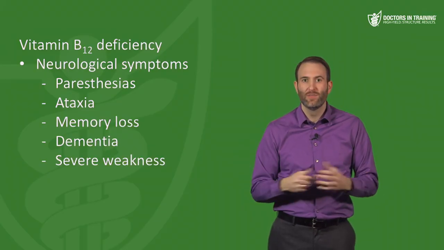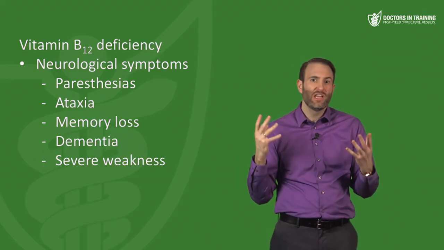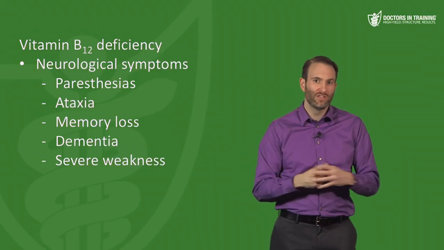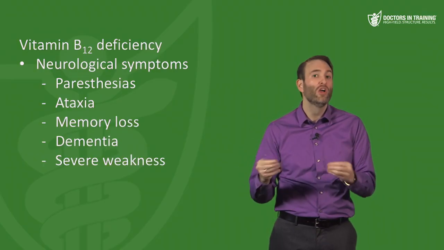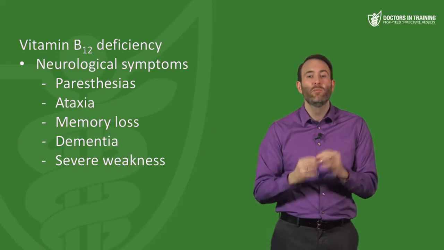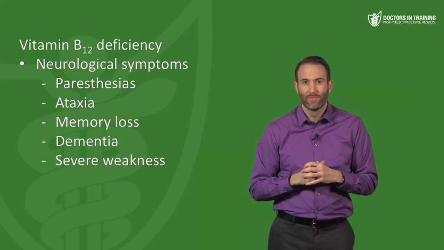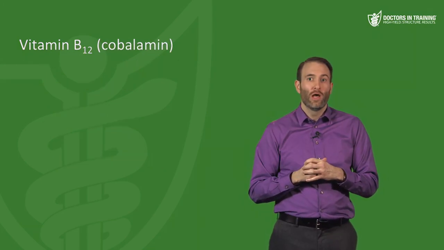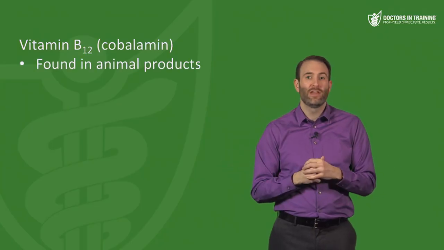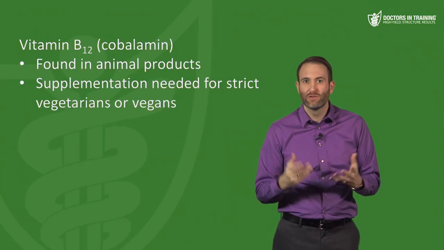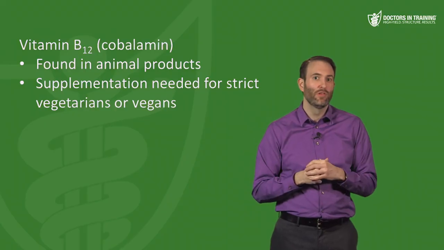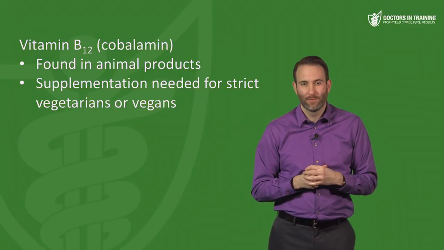that B12 deficiency. Now, this is another big differentiating characteristic from folate deficiency. Both B12 and folate, as we talked about before, cause that megaloblastic anemia, but only B12 deficiency will have neurological symptoms. So how does one become deficient in B12? Well, first you need to know that B12 is only found in animal products. So strict vegetarians or vegans can actually have a problem with low B12 if they're not supplementing.